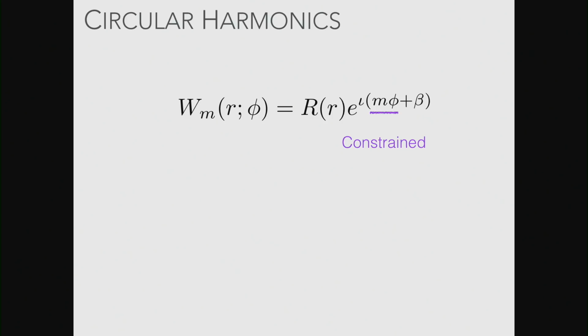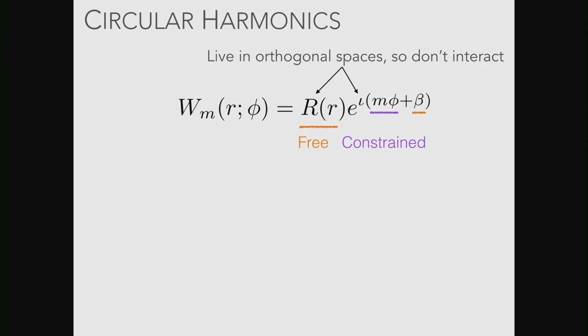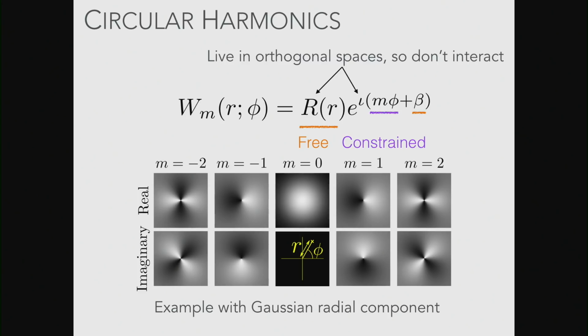They're constrained to have this angular part, and then they have this free part which is defined in the radial direction. And they don't interact. So this thing we can learn, this thing is constrained. Radial part learned, angular part not learned, defined. And here are a couple of examples of what these filters look like. This thing is complex, so it's got a real and an imaginary part. And depending on what m is, we get different frequencies. m equals 0 is invariant on the circle. m equals 1 is a single sinusoid. m equals 2 is a higher frequency.